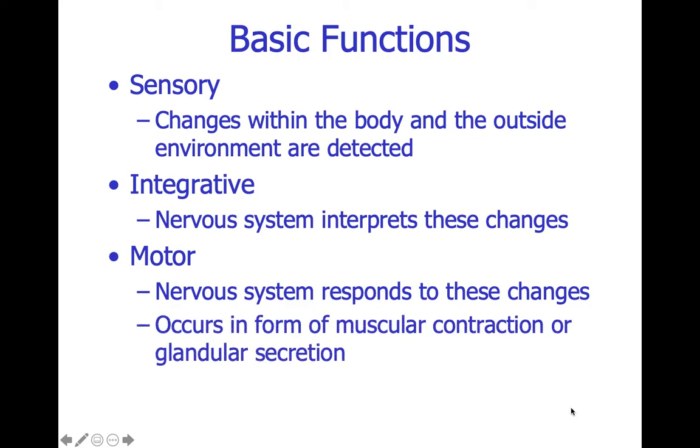Now, the motor function occurs in the form of muscular contraction or glandular secretion. You might note that we're being somewhat vague here, and that is purposeful, because we've got 3 different kinds of muscles that are going to contract. We have our skeletal muscle, our smooth muscle, and our cardiac muscle. All of those are going to respond to some kind of a motor signal coming from the nervous system. Glandular secretion, again, lots and lots of different kinds of glands doing lots and lots of different kinds of things. That's how your body's going to respond to these changes.